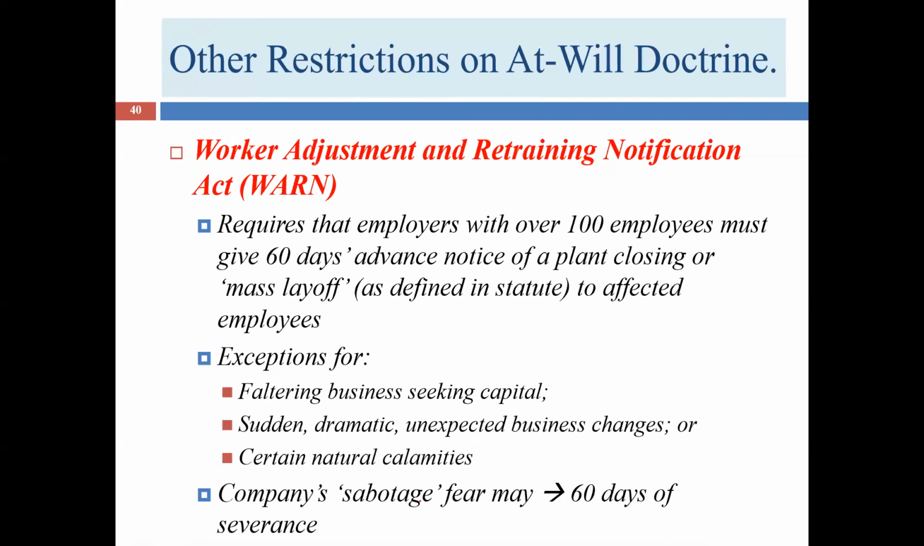Sometimes employers choose not to give the 60 days notice because they're concerned about some type of sabotage that might happen with their business. Maybe the employees might destroy the equipment or something along those lines. So employers alternatively can just give 60 days of severance. They can tell the employees when they come in, we're done. Business is over. As long as they pay the employees for the 60 days, then they have satisfied the requirements under the WARN Act.